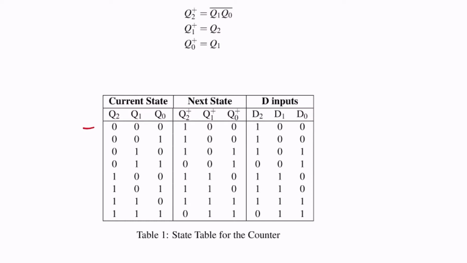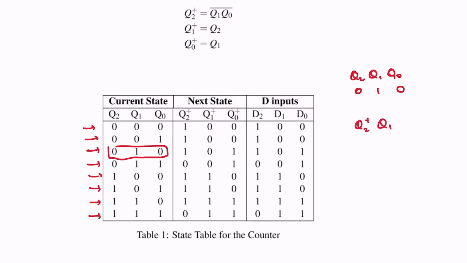So the idea is to populate the 8 states that the current state can be in and see what the next state is for each state. Let's take for example Q2, Q1, Q0 being 0, 1, 0. That is this row. So we have to find Q2 plus, Q1 plus and Q0 plus. That is, we have to find this.